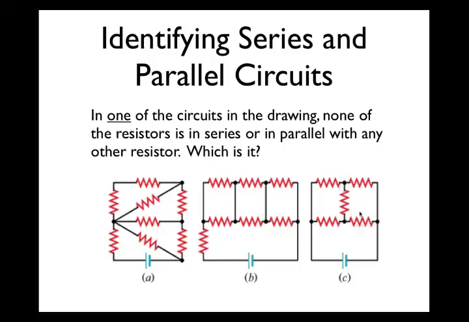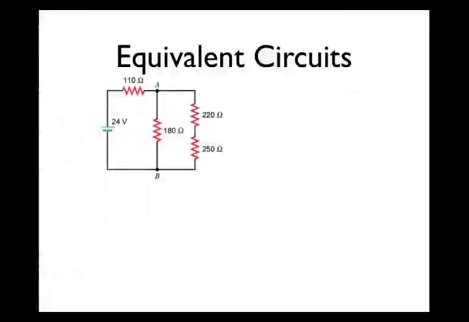Same logic would apply to this pair over here, so circuit C has no series or parallel connections. So one of the things we do when we analyze complicated circuits that consist of more than one resistor is we look for resistors that are either in series or in parallel to one another, and then we find the equivalent resistance to that circuit before we do further analysis.